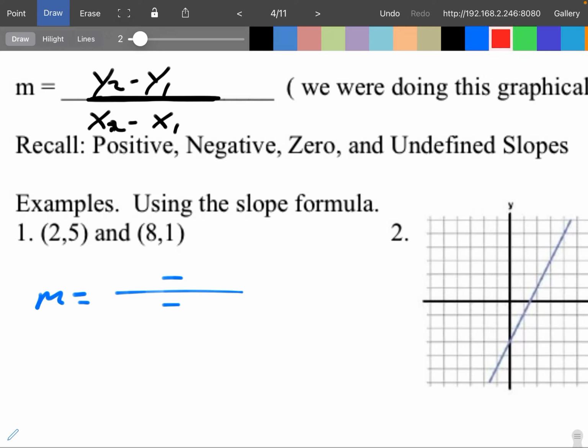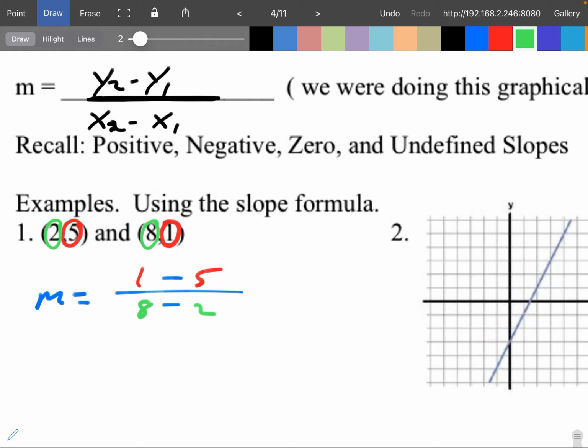So we're going to use that formula. Usually when I do this formula, I'll write m equals, and I'll put the fraction bar and I'll put the subtraction in there. So you guys tell me, what are the two y values? 5 and 1. So here's your two y values right here, right? 5 and 1. So on this one, I'll do 1 minus 5. So I'm going to subtract the two y values.